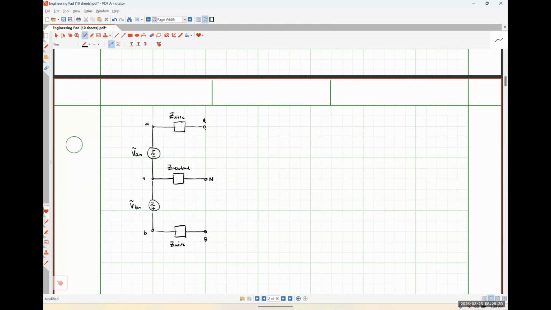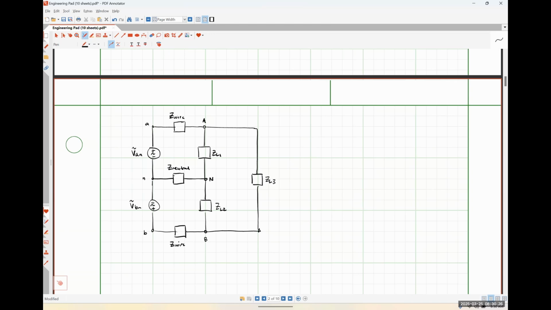Between the A and capital N, I might have my impedance ZL1. So that's my load on circuit 1. Down here, I might have another impedance ZL2. And then between the A and B terminals, I might have a load representative of a 240 volt circuit. So something like an oven, a water heater, etc. And I'll call this guy ZL3.